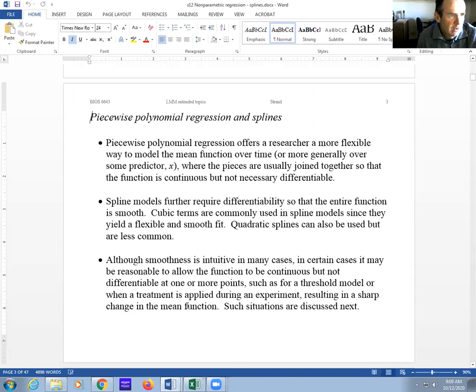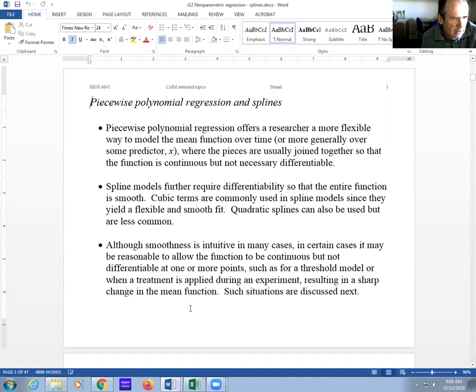Like I mentioned, piecewise polynomial regression offers a researcher a more flexible way to model a mean function over time, or whatever predictor you're considering. If the pieces are joined together so the function is continuous, then it's spline modeling. But if there may be hard changes at a certain point, where it could be continuous but not differentiable, then we just call it piecewise polynomial regression. So I would think of piecewise polynomial regression as the more general term. Spline modeling is the subset of that involving smooth functions over time.